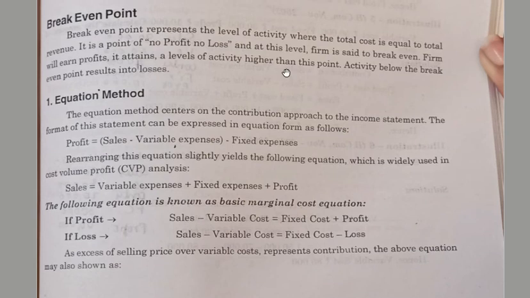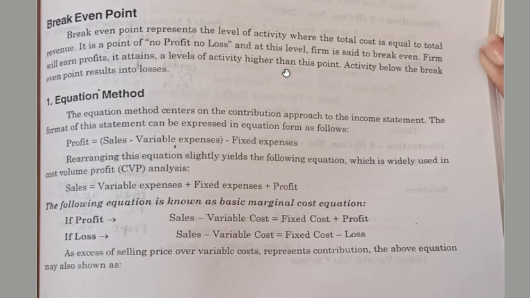So next we're moving on to break even point. So it is a point where there is no profit nor there is any loss. So it is a point of no profit or no loss, and at this level firm is said to be break even. So under equation method, the equation method centers on the contribution approach to the income statement.